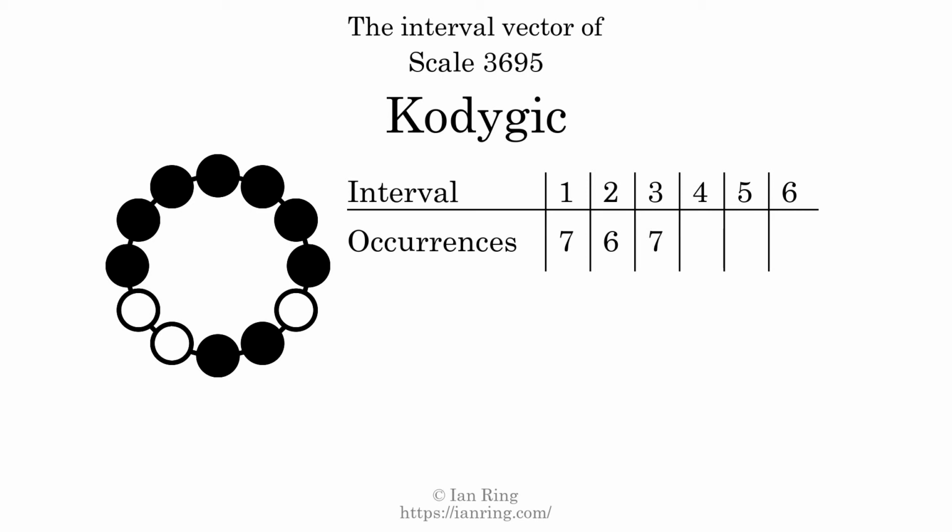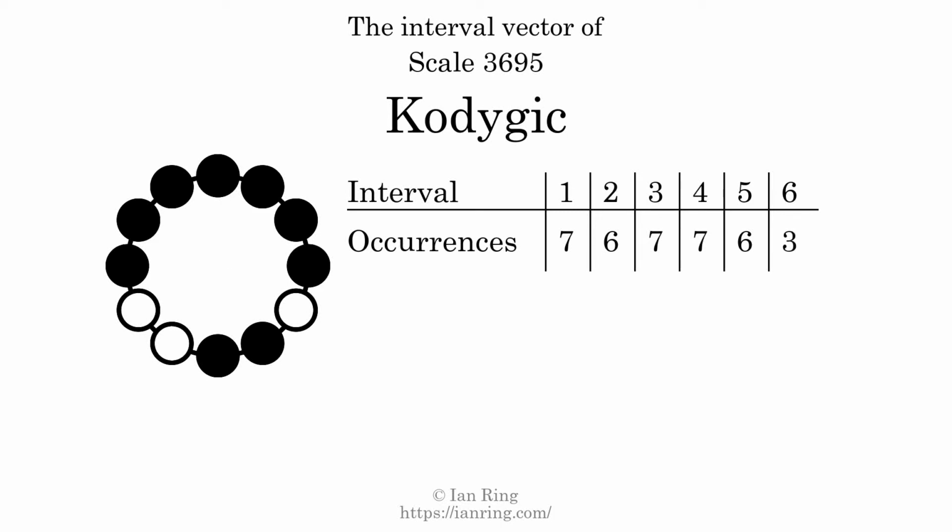There are 7 intervals with the size of 3 semitones. They are here, here, here, here, here, here, and here. There are 7 intervals with the size of 4 semitones. They are here, here, here, here, here, here, and here. There are 6 intervals with the size of 5 semitones. They are here, here, here, here, here, and here.